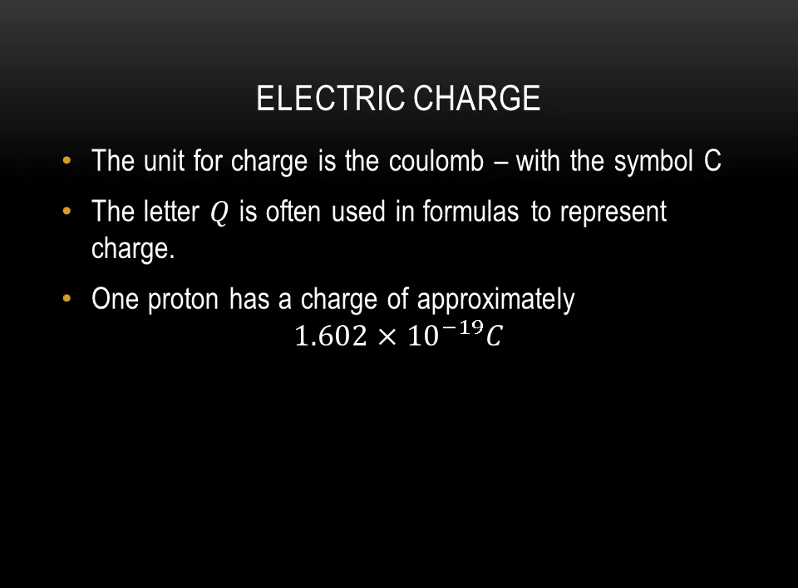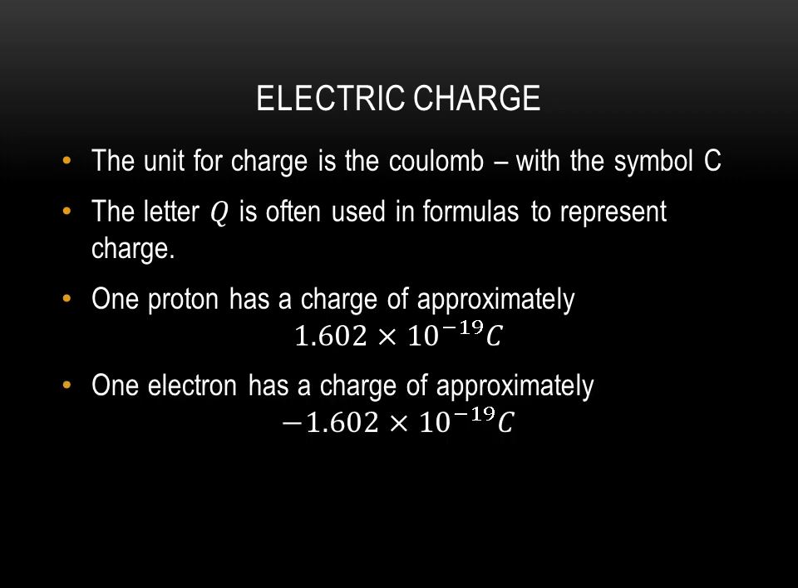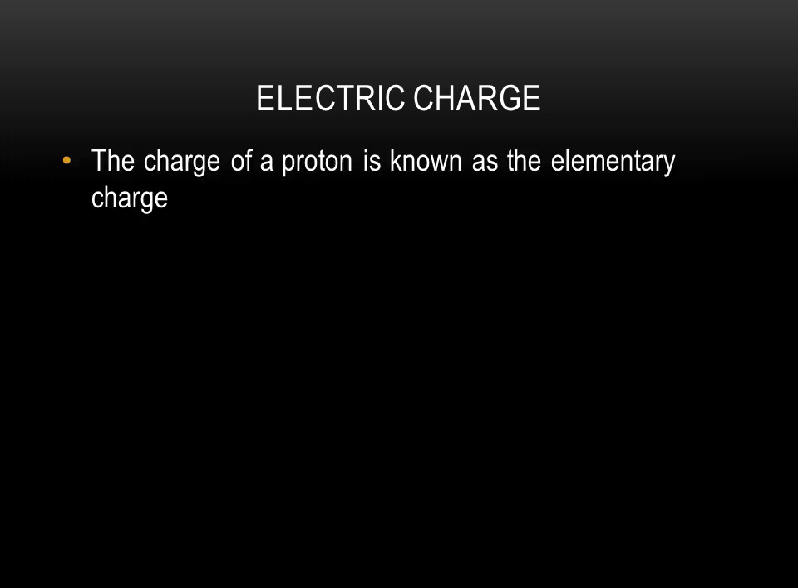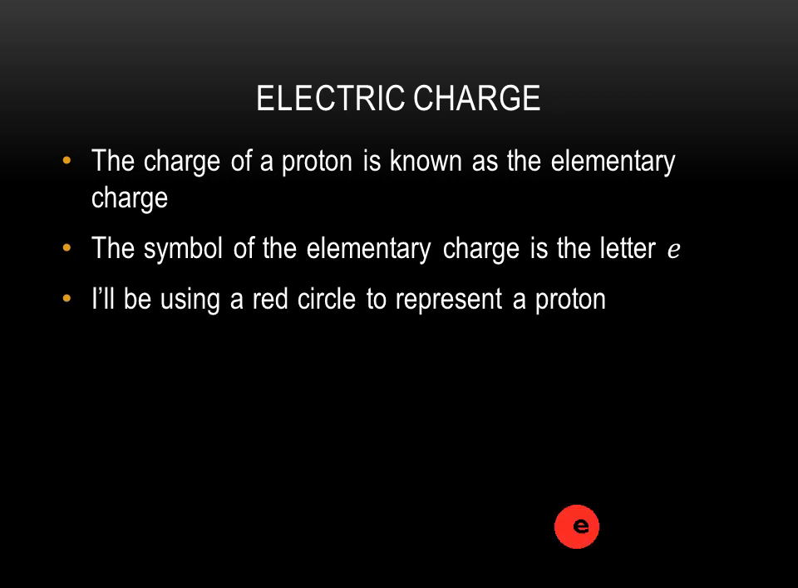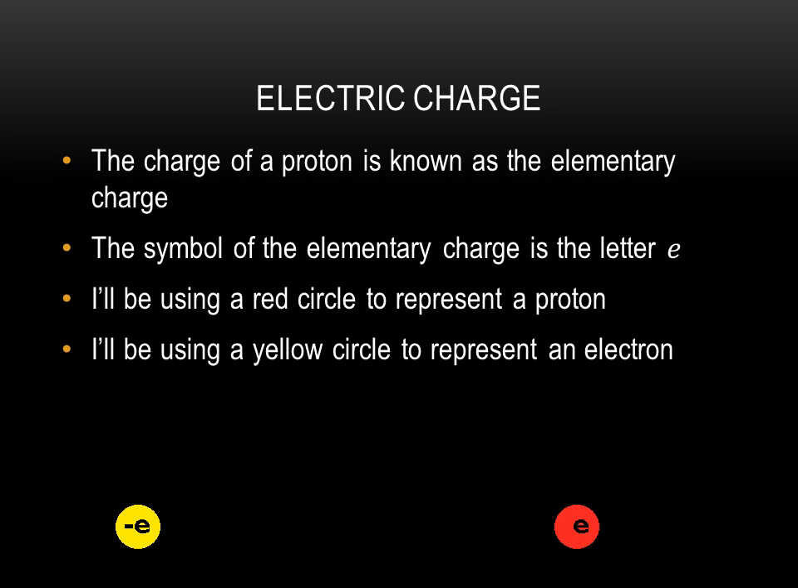One proton has a charge of approximately 1.602 times 10 to the negative 19 coulombs, and an electron has a charge equal to the negative of that value. In other words, negative 1.602 times 10 to the negative 19 coulombs. Now, that number is known as the elementary charge. So a proton has a charge equal to the elementary charge. The symbol for the elementary charge is the letter e in lowercase. I'll be using a red circle in this lecture to represent a proton and a yellow circle to represent an electron.